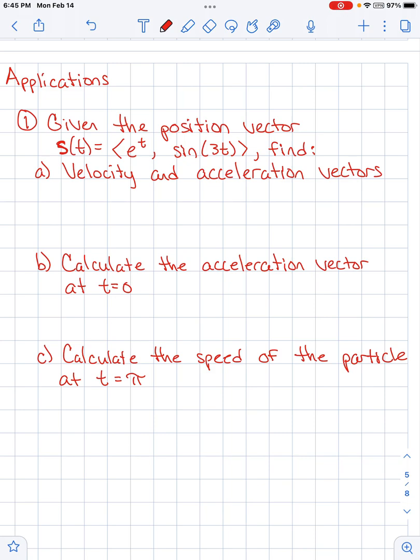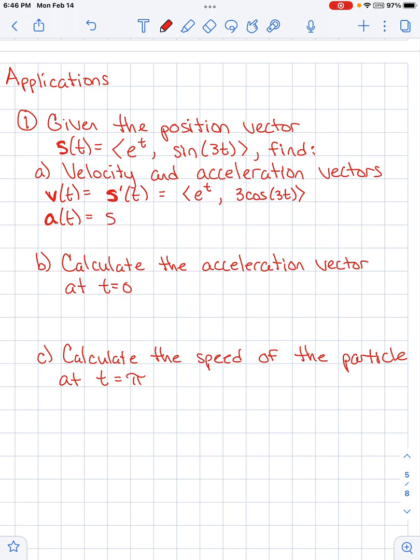Welcome back. I hope you took your time doing this. So we're going to find the velocity vector first. The velocity vector is the first derivative of the position. So in this case, it's the derivative of e to the t, which is e to the t, and the derivative of sine 3t, which is 3 cosine 3t, using the chain rule. There we go. That's the velocity vector. Nothing else to it. That's the vector that tells us the rate of change of this object.